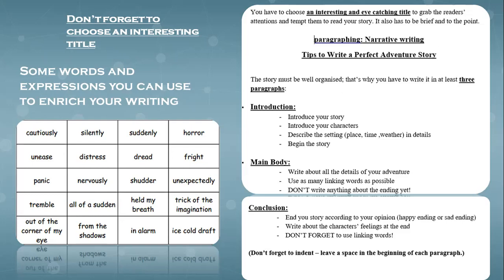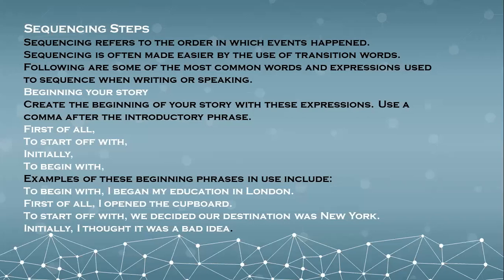End your story according to your opinion, happy ending or sad ending. This is left for you to decide. Write about the characters' feelings at the end. Don't forget to use linking words and also use the lesson learned from the story to write it at the ending of your story. Don't forget to indent. Leave a space in the beginning of each paragraph. And if you follow these rules, you will be able to write an adventure story that's very interesting for every reader and also very correct.